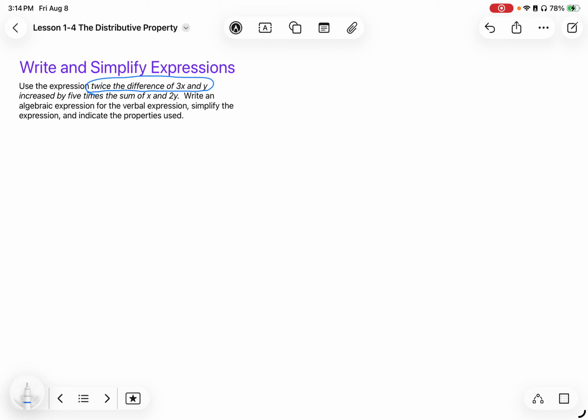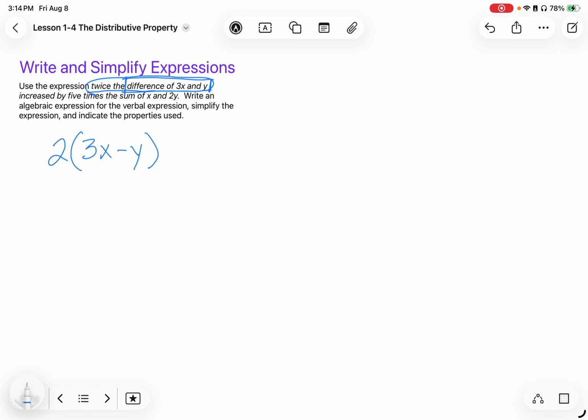So the word difference means subtraction. So when it says the difference of 3x and y, that means we're going to subtract 3x and y. And twice means we're going to double it. So the difference of 3x and y means 3x minus y, and we're going to double it. Now, the way that we indicate that we're going to double the entire thing, like we're going to subtract it and then double it, is that we're going to put this in parentheses. Take the difference of 3x and y and then double it.